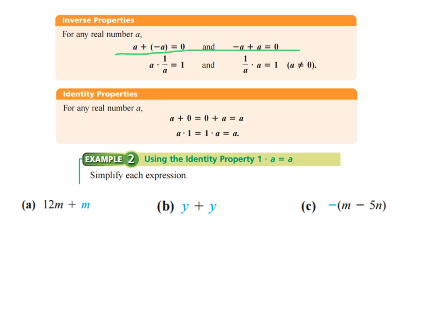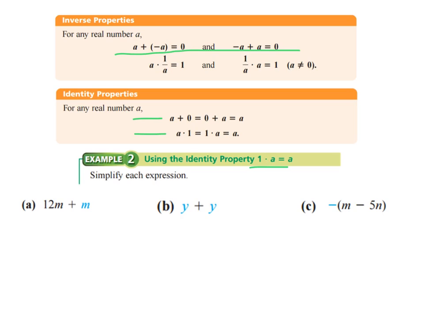And then here we're just showing that the additive identity is 0, meaning that if we add 0 to something, we don't change the value of it. And the multiplicative identity is 1, meaning that if we multiply something by 1, we don't change its value. So here, it's just a different way of thinking of that identity property that 1 times a is a.